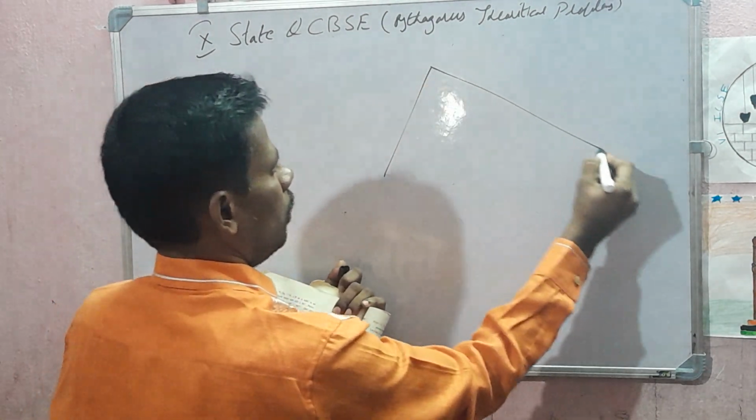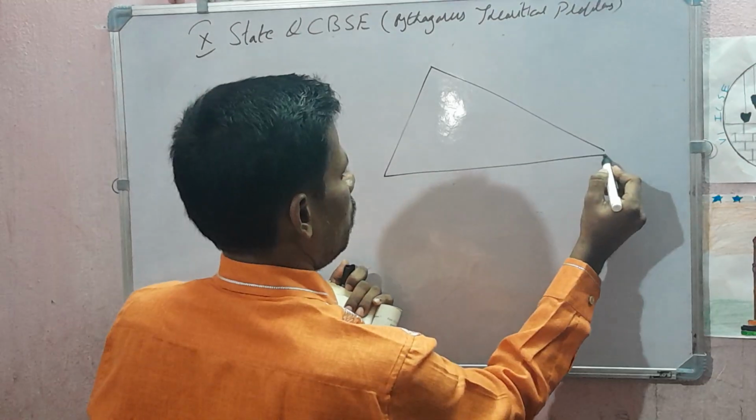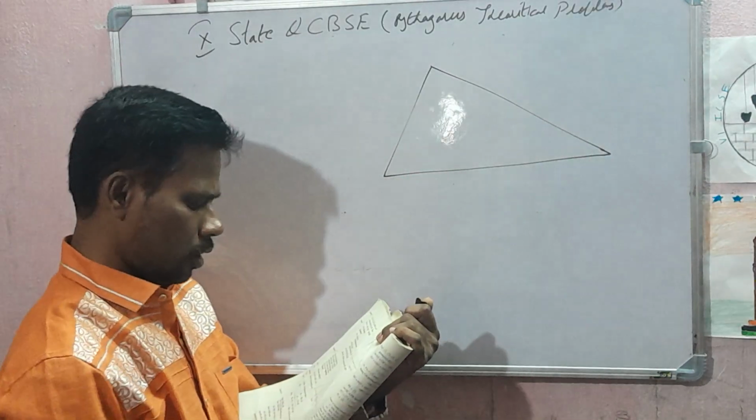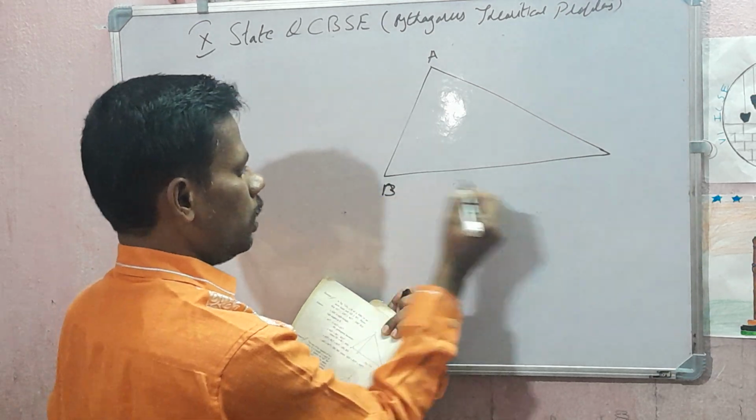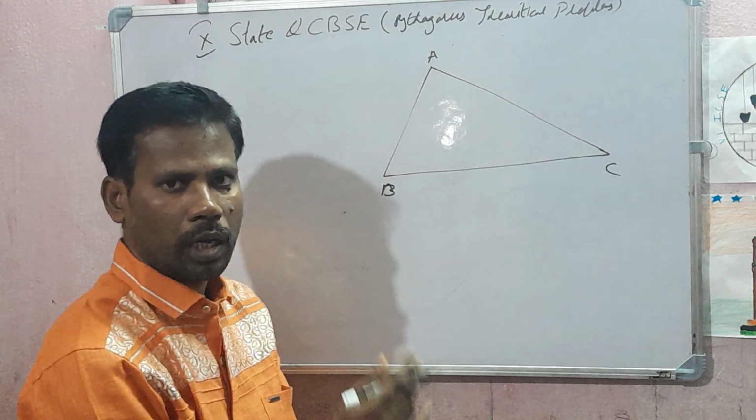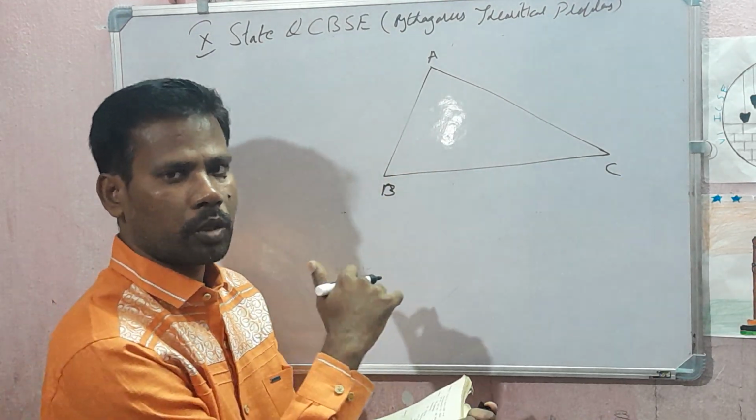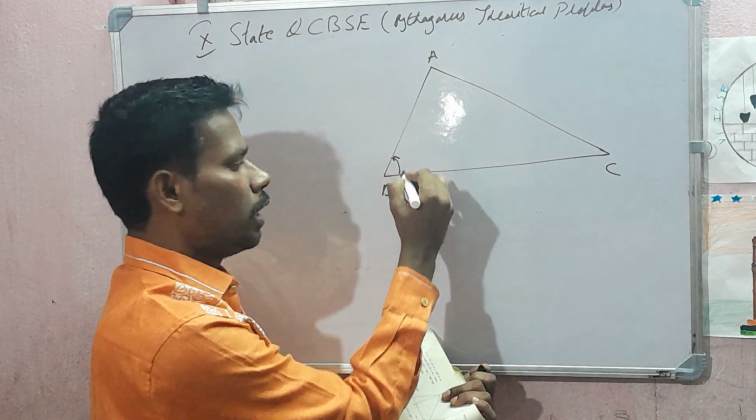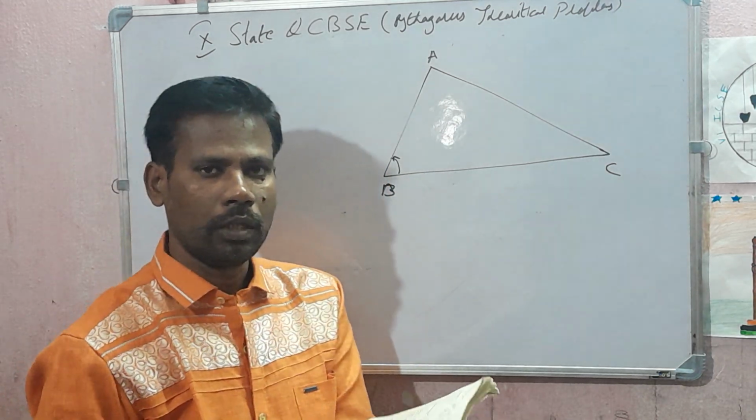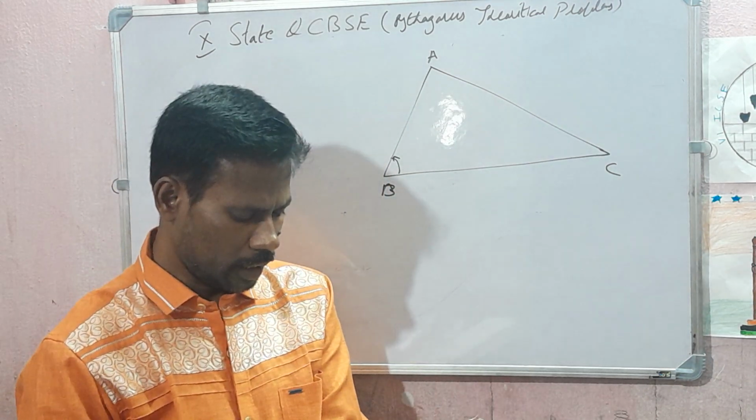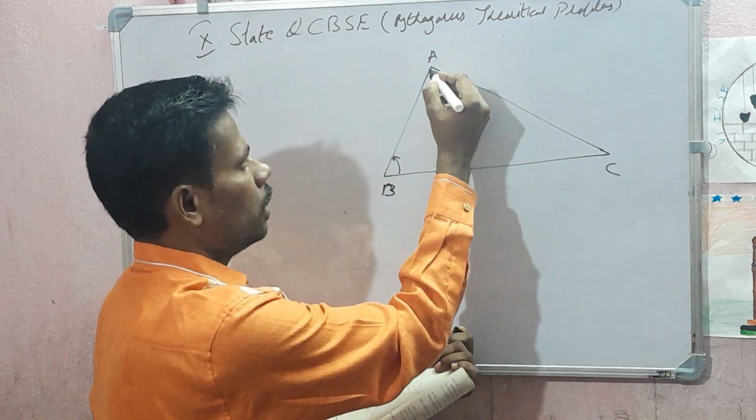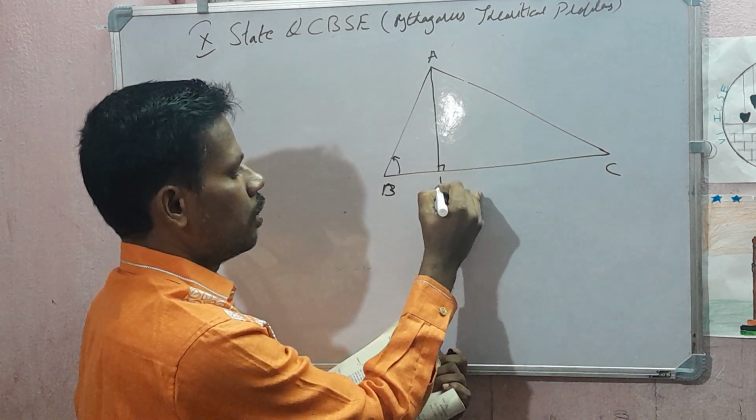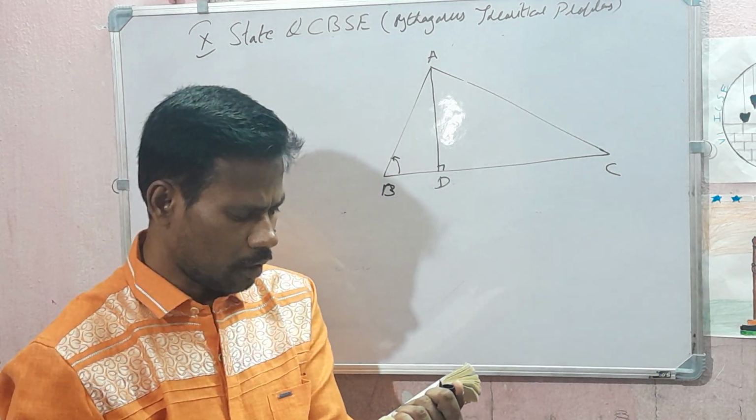Let me draw the diagram. A triangle ABC in which angle B is acute. In the earlier case, angle B was obtuse. Now angle B is acute. Acute means, as I told you, an angle whose measure is between 0 and 90. Angle B is acute and AD is perpendicular to BC, right?